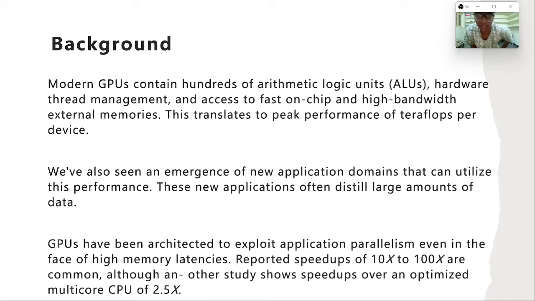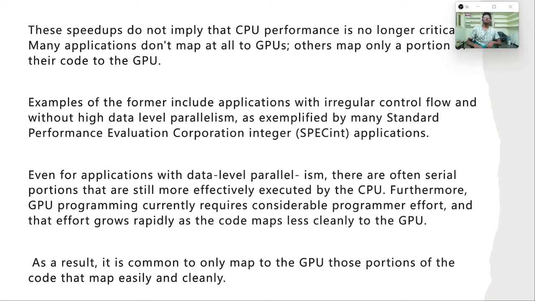Reported speedups of 10x to 100x are common, although other studies show speedups over an optimized multi-core CPU of 2.5x. These speedups do not simply imply that CPU performance is no longer critical. Many applications do not map at all to GPUs. Others map only a portion of their code to the GPU.